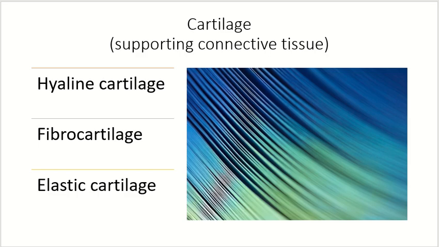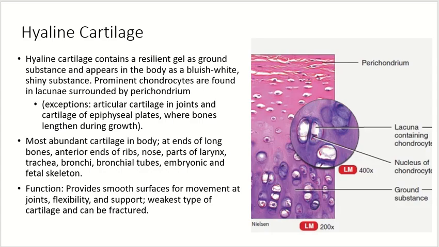Now, we've got three main types of cartilage. All right, we've got hyaline cartilage, fibrocartilage, and elastic cartilage. So starting with hyaline cartilage. Hyaline cartilage is going to contain a sort of resilient gel as its ground substance. And when it's in the body, it's going to look like a bluish white shiny substance.